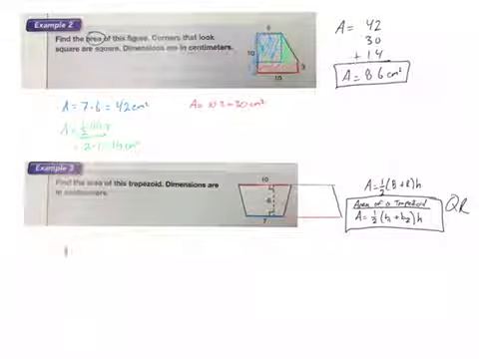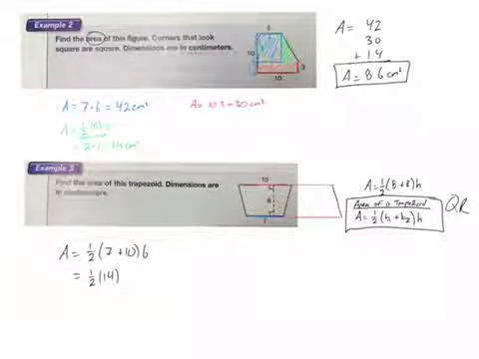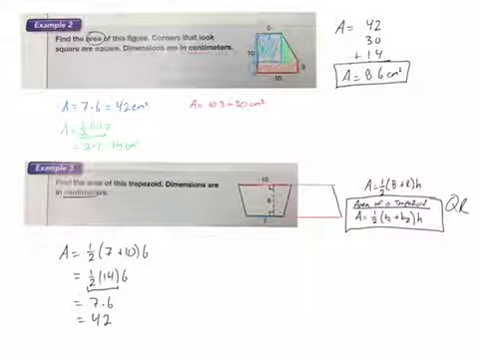So let's use that formula. So the area is going to be 1/2. Base 1 is 7, base 2 is 10, and the height is 6. So this is going to be 1/2 times 7 plus 10 is 14 times 6. Well, multiply the half on the 14. Half of 14 is 7. So 7 times 6. So the answer is going to give you 42 centimeters. That's right, squared. So the area of that trapezoid is 42 centimeters squared.